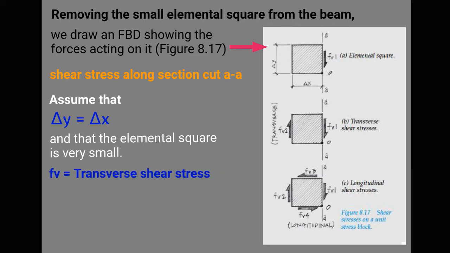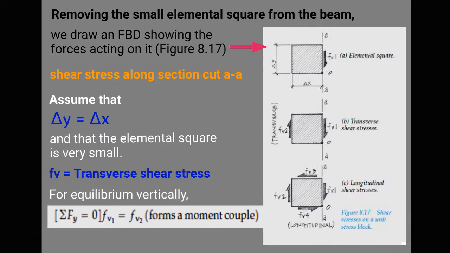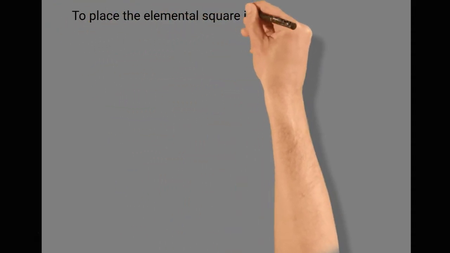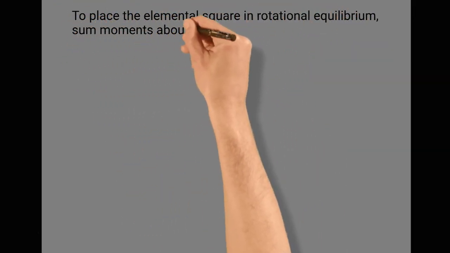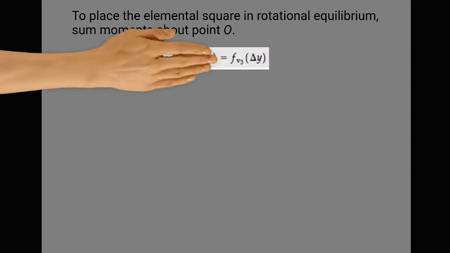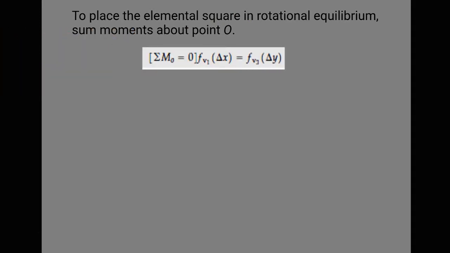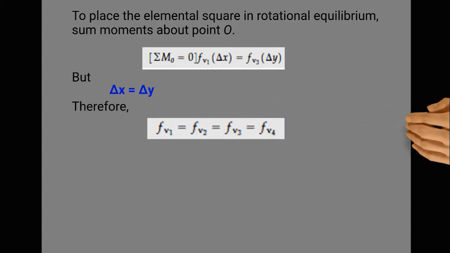Fv is equal to the transverse shear stress. For equilibrium vertically, we arrive at this formula. To place the elemental square in rotational equilibrium, sum moments about point O. The summation of moments at point O is equal to 0. Fv1 times delta x is equal to Fv3 times delta y. But delta x is equal to delta y. Therefore, Fv1 is equal to Fv2, equal to Fv3, and equal to Fv4.